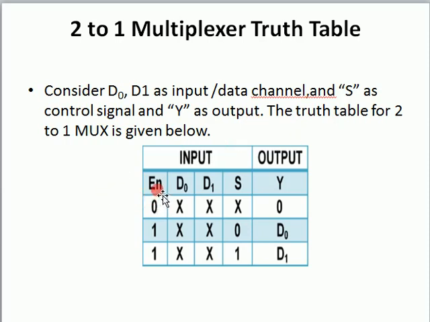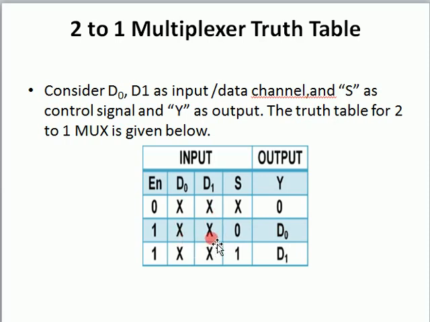Here you see, when the enable input is 0, then D0, D1 and S are don't care, because the output will always be 0 when enable is 0. It doesn't matter for us that D0 is 1, D1 is 1, S is 1. If enable is 0, the output is always 0. Now in the next case, enable is 1, and the select line is 0. Then at the output we will get the D0 input line. That's why when this is 0, the output will be D0.